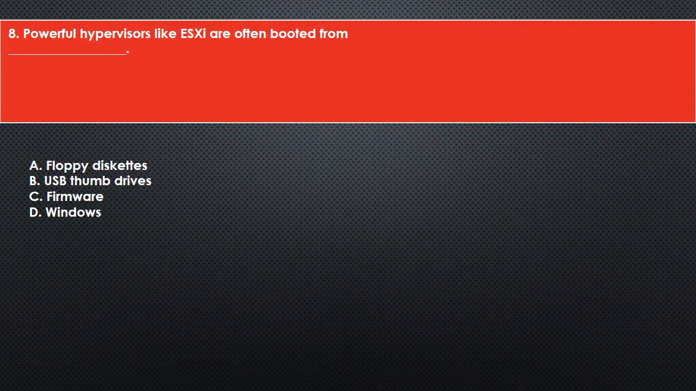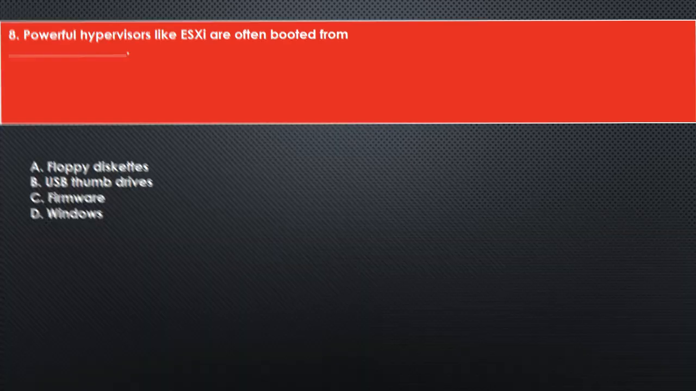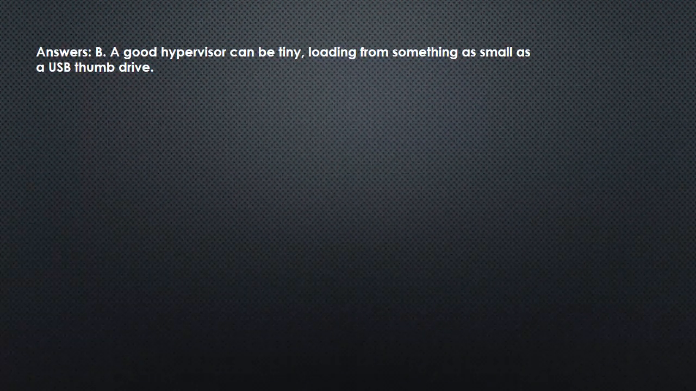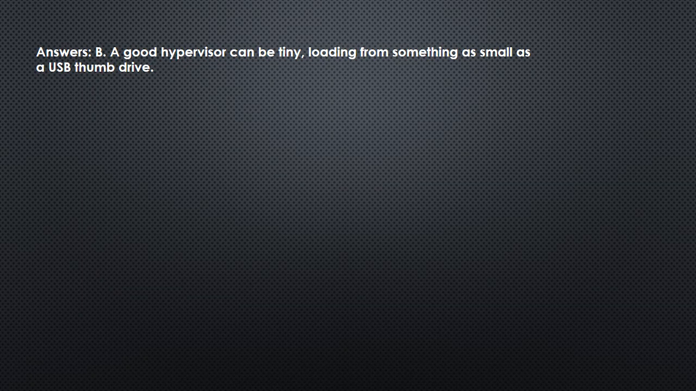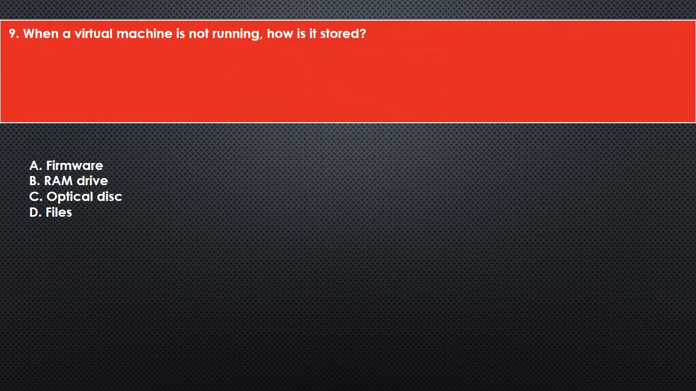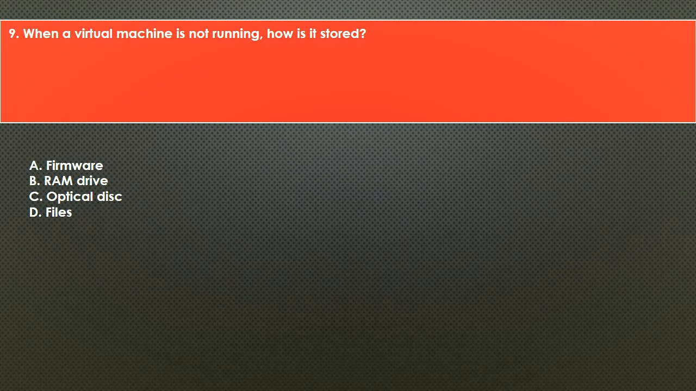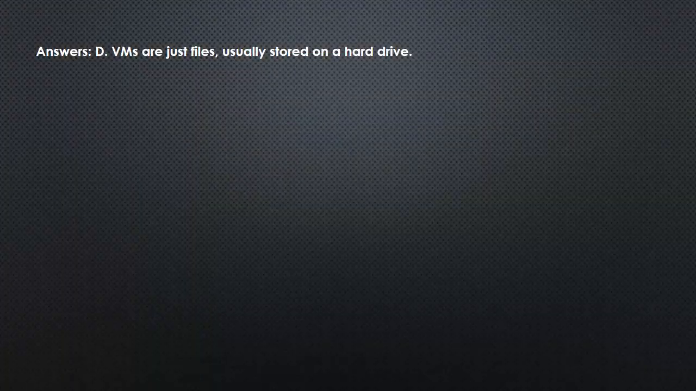8. Powerful hypervisors like ESXi are often booted from A. Floppy diskettes. B. USB thumb drives. C. Firmware. D. Windows. Answer: B. A good hypervisor can be tiny, loading from something as small as a USB thumb drive. 9. When a virtual machine is not running, how is it stored? A. Firmware. B. RAM drive. C. Optical disk. D. Files. Answer: D. VMs are just files, usually stored on a hard drive.